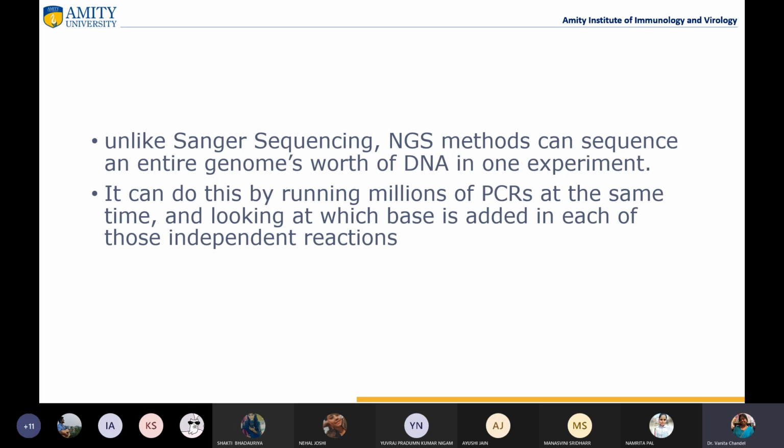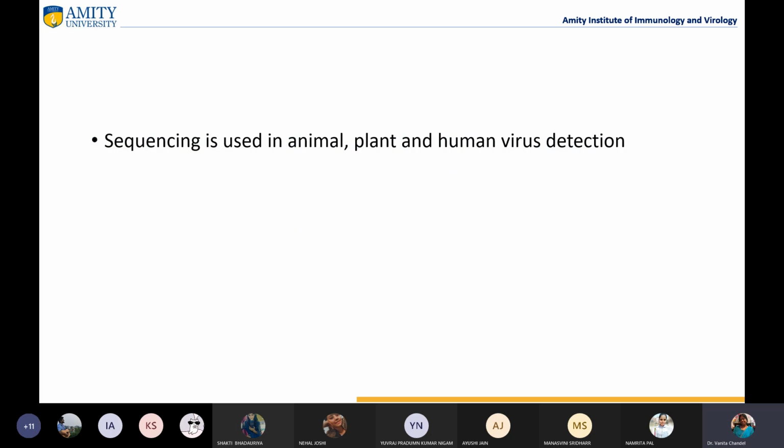Whether earlier in Sanger's, it is not possible. In Sanger's sequencing, a maximum of 1,000 base pairs, or 500 to 700 base pairs, can be done in one run, not more than that. So this method can do it by running millions of PCRs at the same time. And this is again a technicality of how sequencing is being done, so I'm not going to discuss it here, but yes, this method is very commonly used these days.